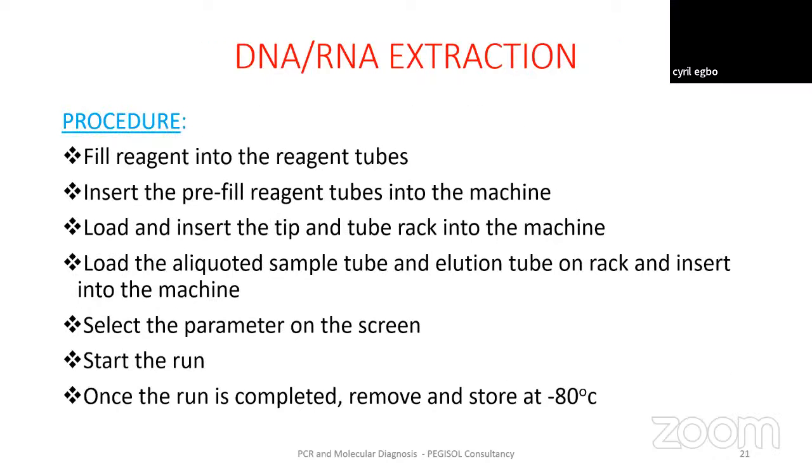Then DNA. So the automated method is just a machine. We have different machines for extracting DNA or RNA. Like we have what we call MagNA Pure, we have QIAsymphony, so many of them, the likes of them that can do this extraction.